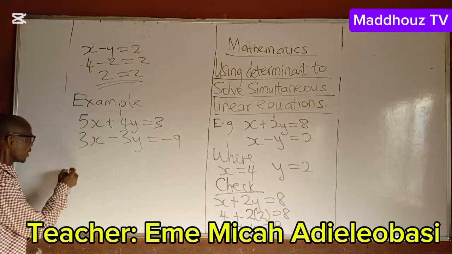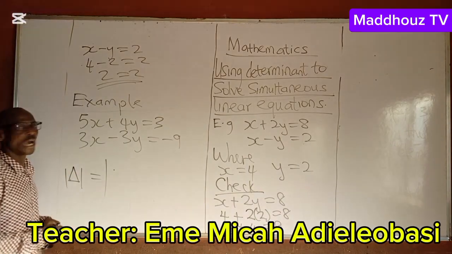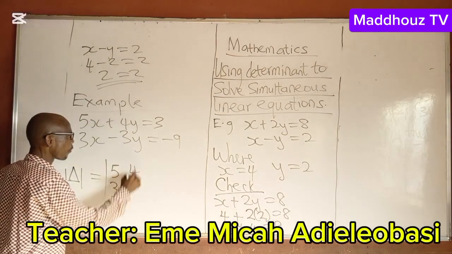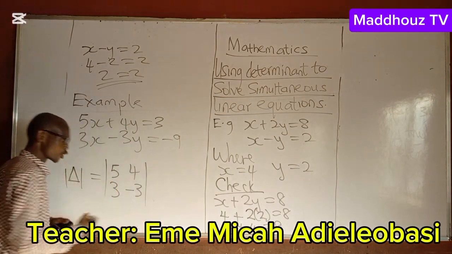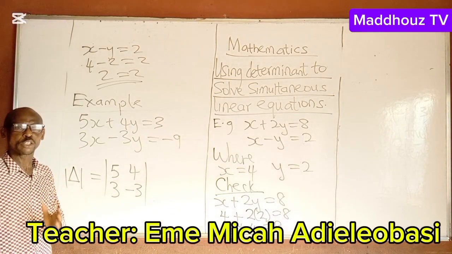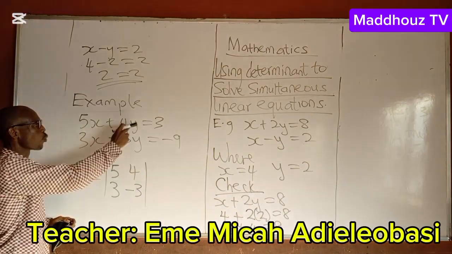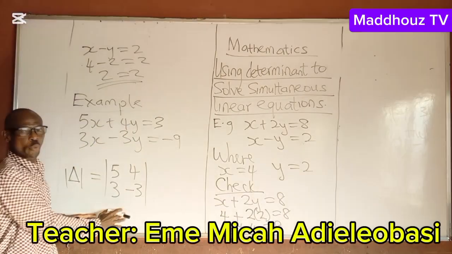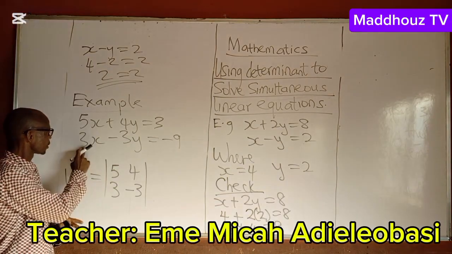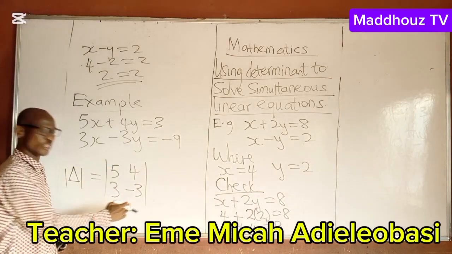Let's take this as the determinant of the matrix that will be formed. We have 5, 3, and 4, minus 3. We are going to look for the determinant of this. What have we done? We are using the coefficients of x and y to form a matrix, and we are now looking for the determinant of this matrix. 5, 3 is the x column, and 4, minus 3 is the y column.